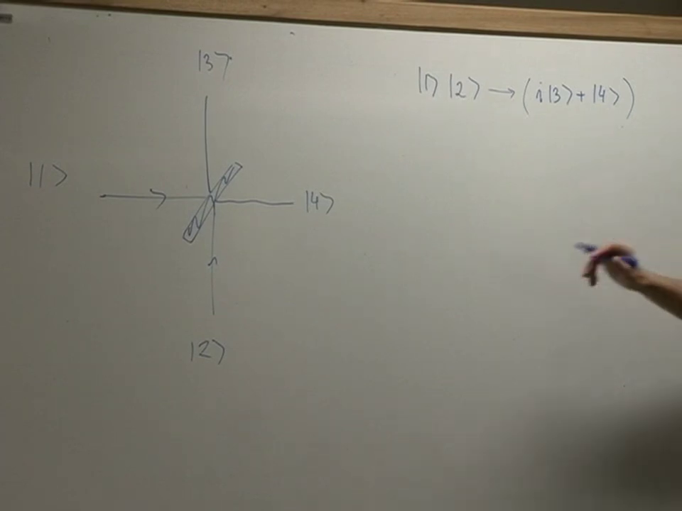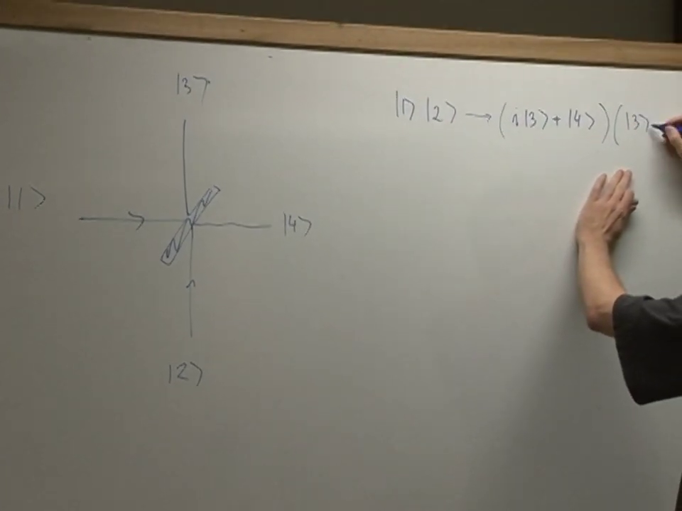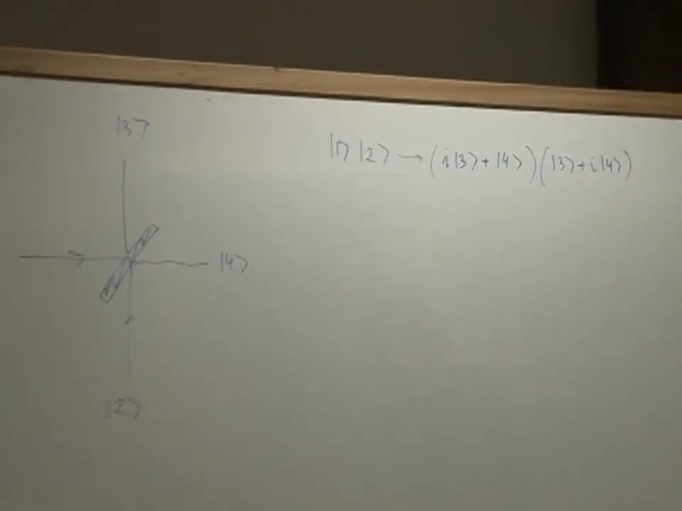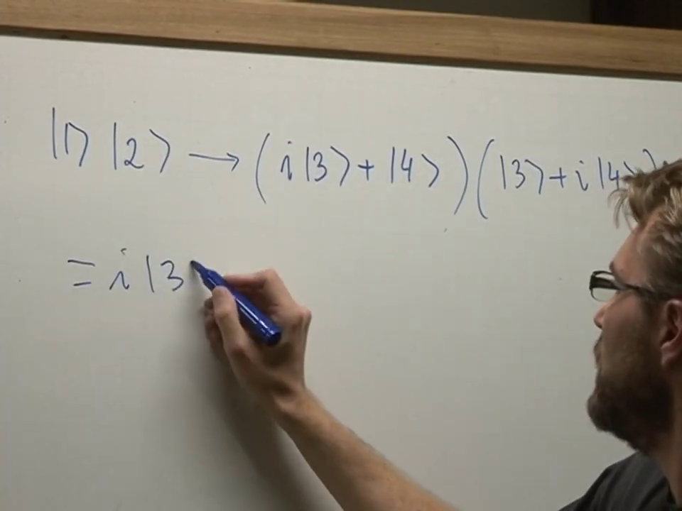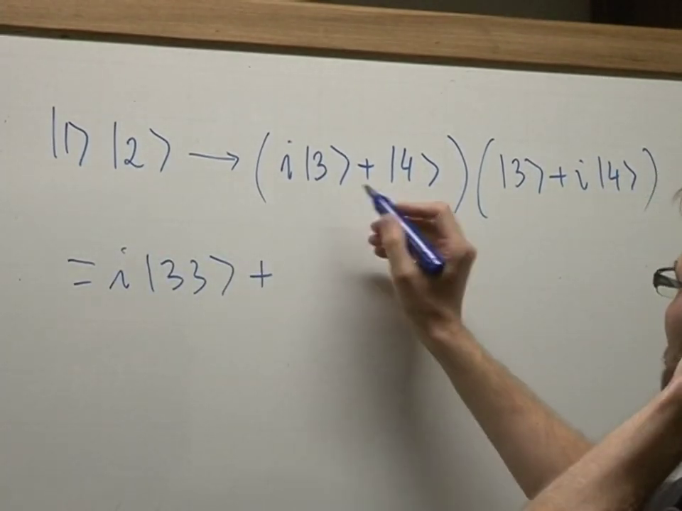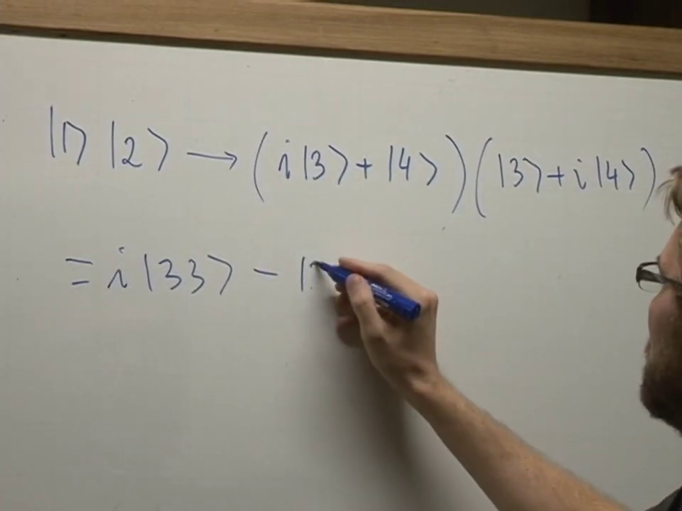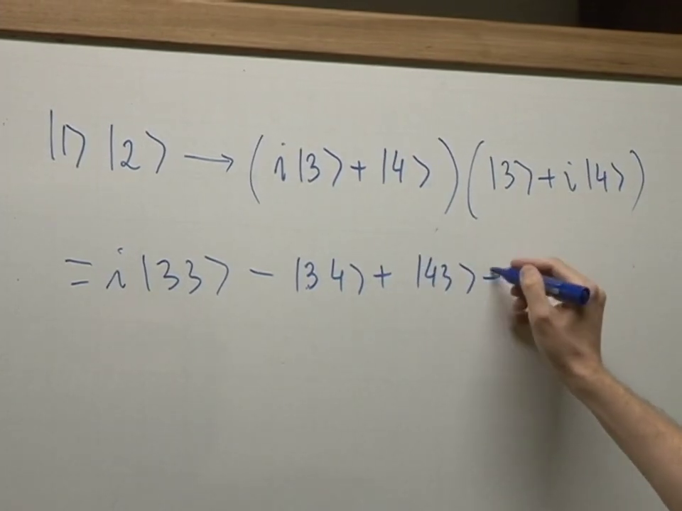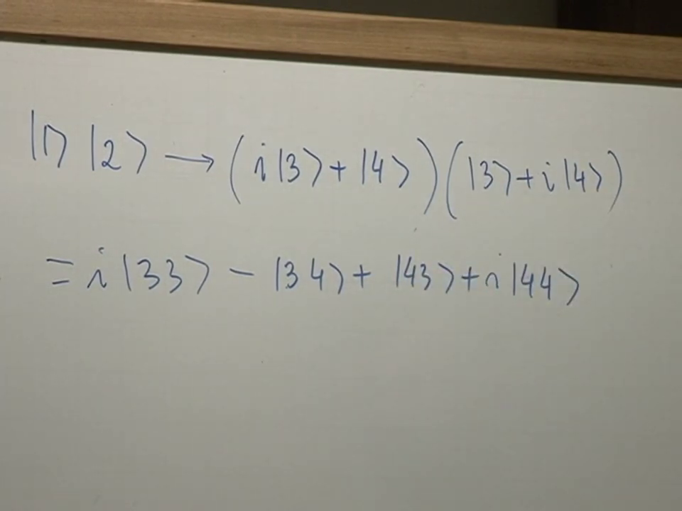And 2 goes also into 3 plus 4, but basically the guy 4 gets the phase, I 4. And what do I say now? Well, I expand these guys and I get I 3 plus, you know, minus, if you like, minus 3, 4, plus 4, 3, and plus I 4, 4. I just expanded the full state.